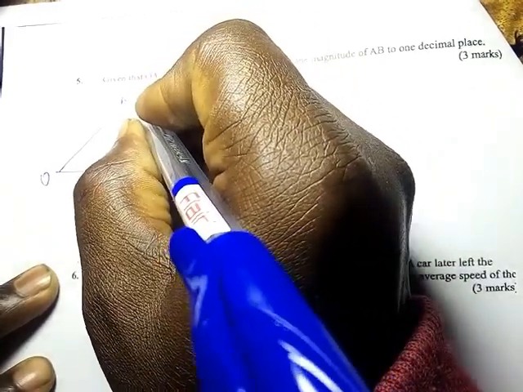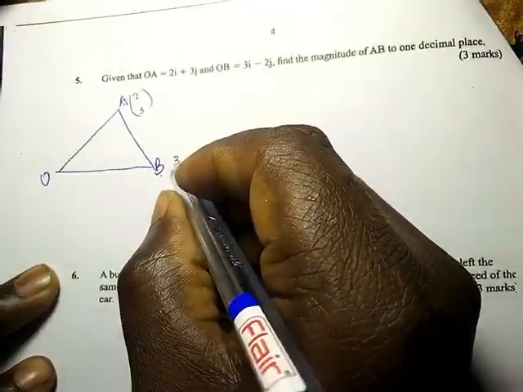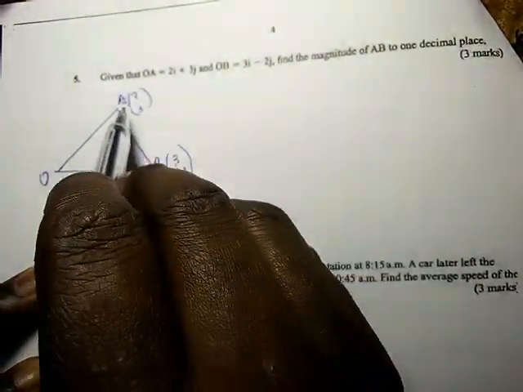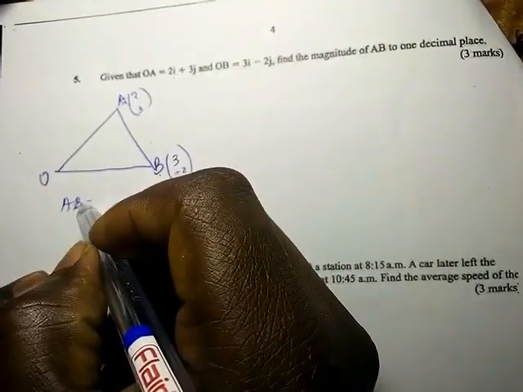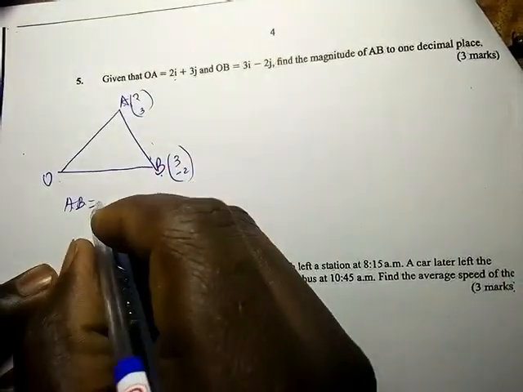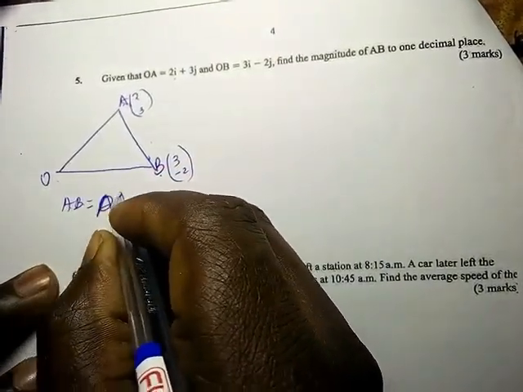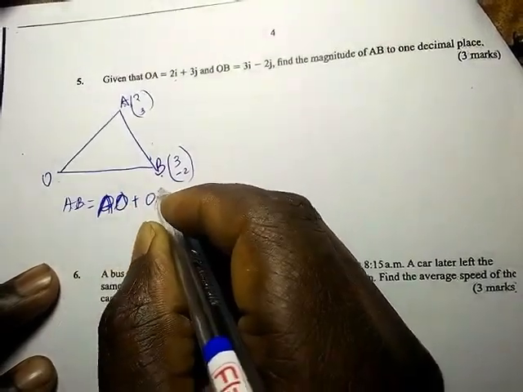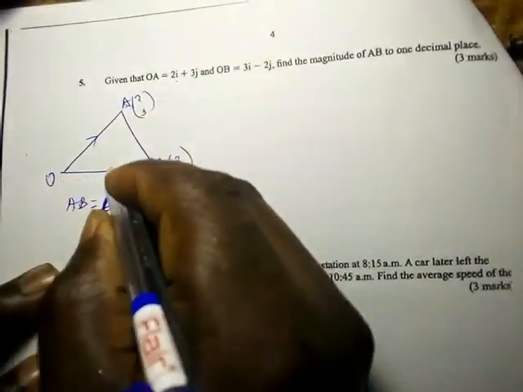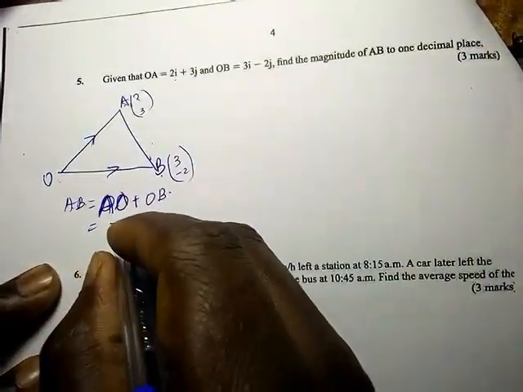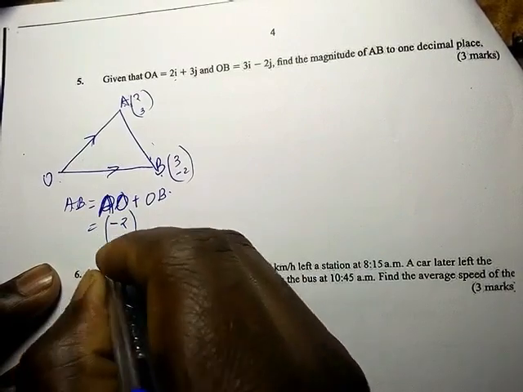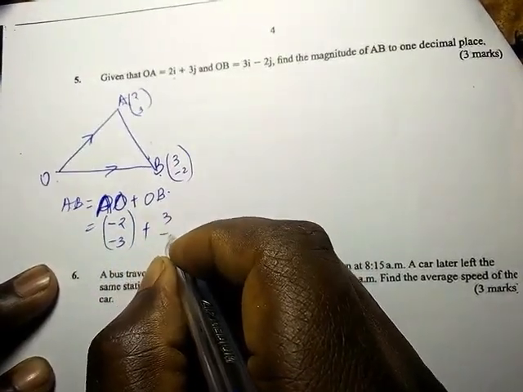But OA is (2, 3). B is (3, -2). So now we want AB. We know AB is equal to AO plus OB. But now this arrow goes like this, so we are coming back there. Against this arrow, it is going to be negative, so we are going to have (-2, -3) plus (3, -2).